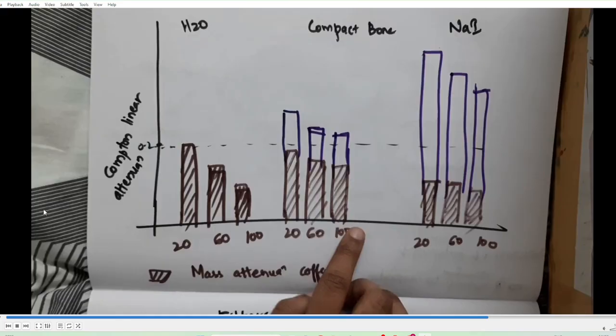So as you see, 1 gram of water attenuates more X-rays than 1 gram of bone or sodium iodide by Compton reactions, because water has more electrons per gram, whereas sodium iodide has fewer electrons per gram than bone because of the high iodine atomic number. So a gram of sodium iodide attenuates fewer photons by Compton reaction than either a gram of water or bone.